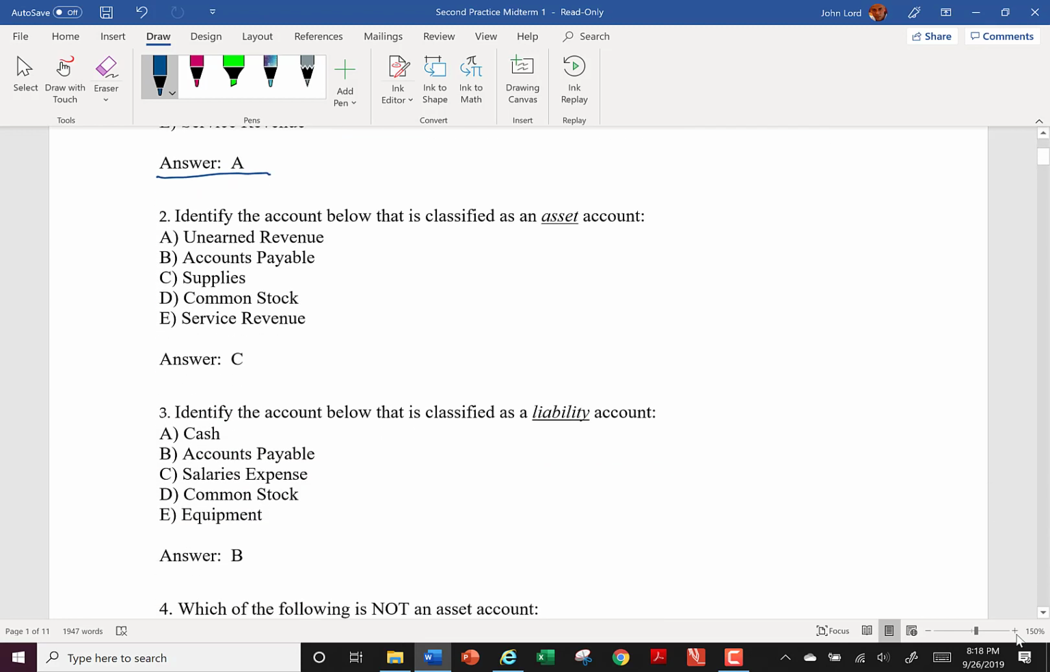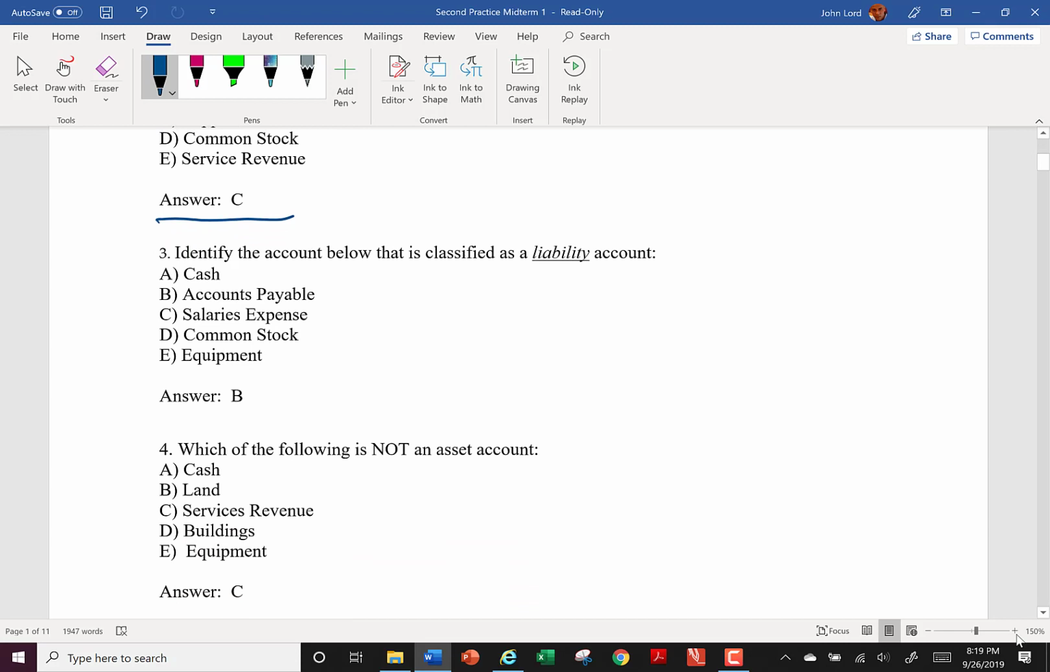Identify the account below that is classified as an asset. Okay, again, unearned revenue is a liability. Accounts payable is a liability. Do supplies have future economic benefit? Yes, they do. So that's the answer, right? Common stock is stockholders' equity. Revenue is revenue. Chart of accounts. Did I say that that's one of the documents you need to know?